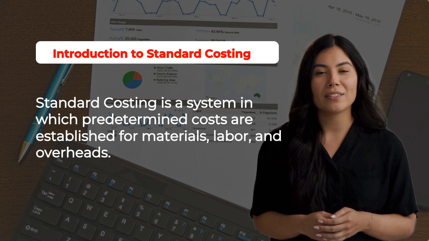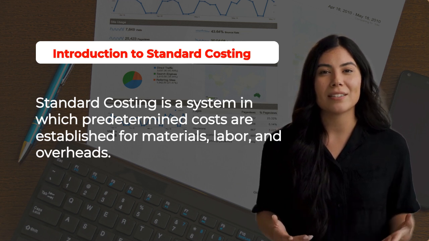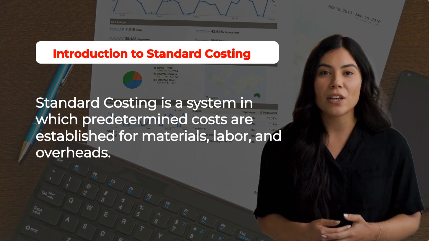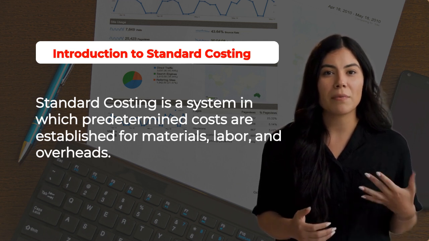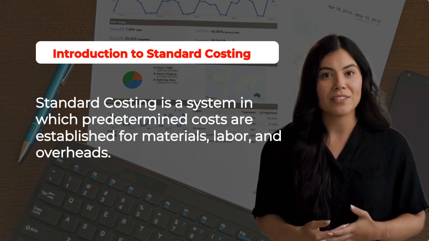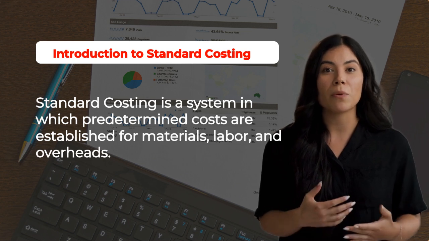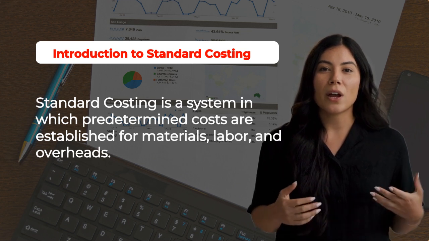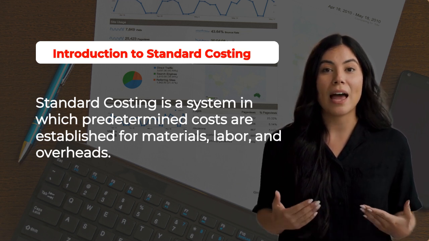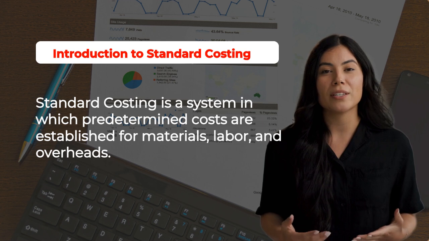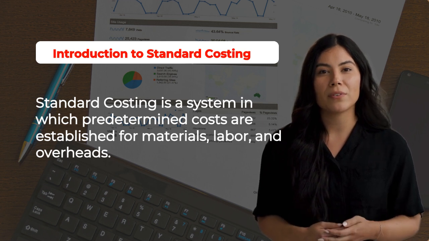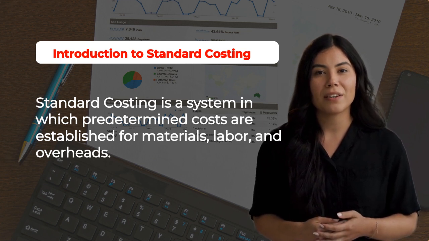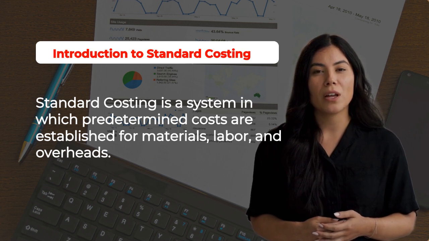Introduction to standard costing. Standard costing is a system in which predetermined costs are established for materials, labor, and overheads. These serve as benchmarks against which actual performance is measured. Standard cost: the planned unit cost of a product or service. Actual cost: the real cost incurred during production or service delivery. Variance: the difference between standard and actual cost.